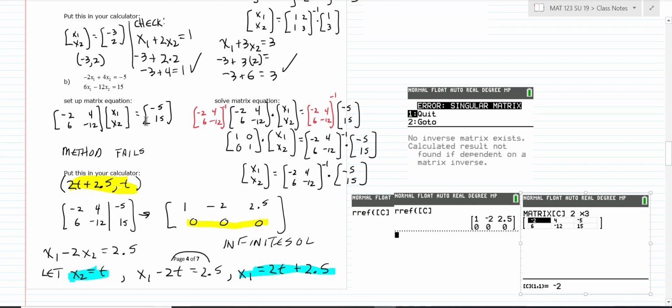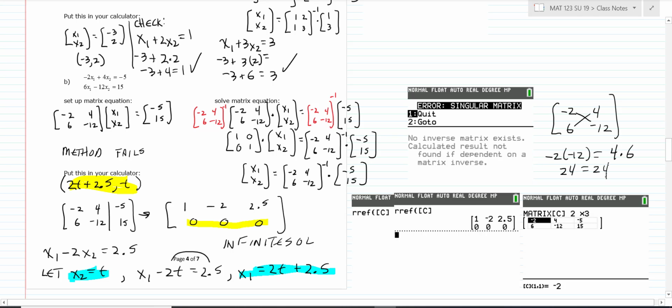Okay, so we put everything in. The key thing is, when we put this in our calculator, this thing turned out to be a singular matrix. Now, the reason it's singular, it just means this does not have an inverse. Not all matrices have an inverse. And we certainly talked about that. So if you look at this matrix right here, the reason it's singular is because this times this is equal to this times this. Okay, so that means that the inverse does not exist. That doesn't mean that the system of equations has no solution. It means you got to go to a different method.